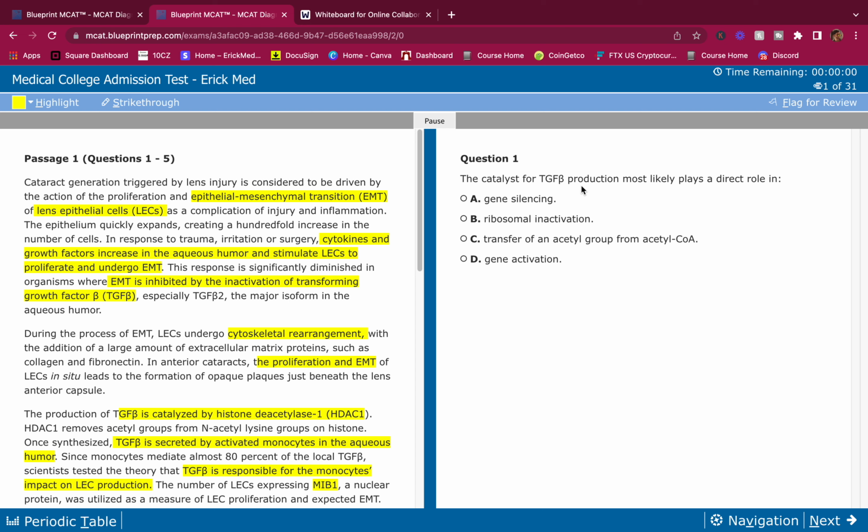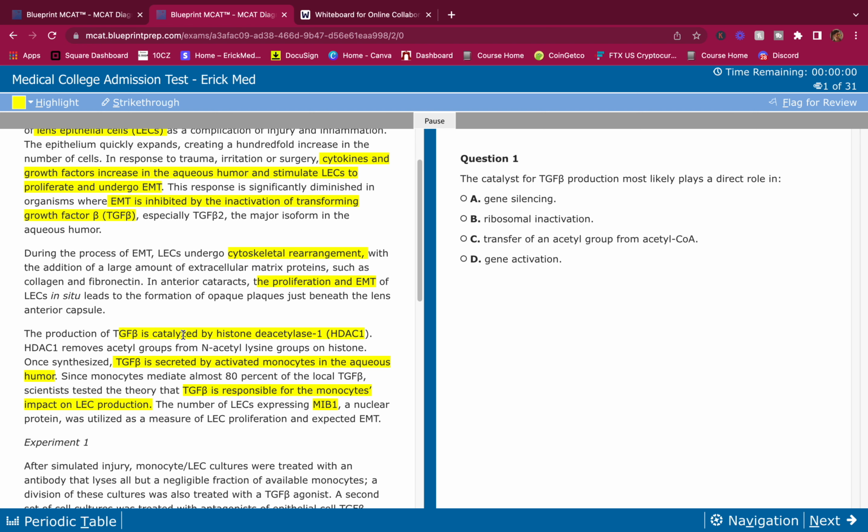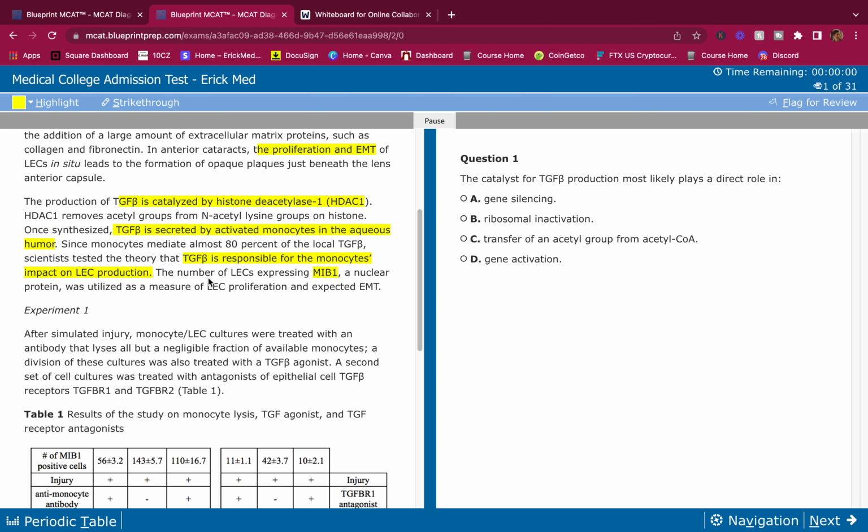The catalyst for TGF-beta production most likely plays a direct role in what? Okay, the catalyst they told us was the HDAC. All right. I told you guys, if you want, you could write it down. I mean, I remembered it, but if you wanted to write it down real quick, you could have. Okay, so this would be the time where you write down what the catalyst was, and then you quickly look at it and say, okay, what does it do? So the TGFB is catalyzed by histone deacetylase.